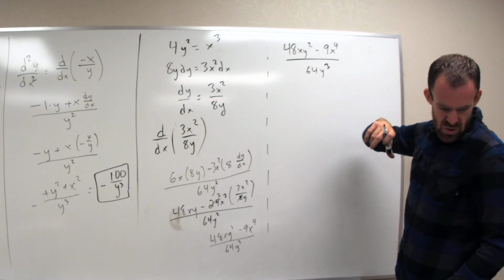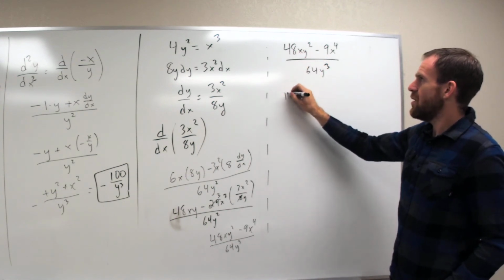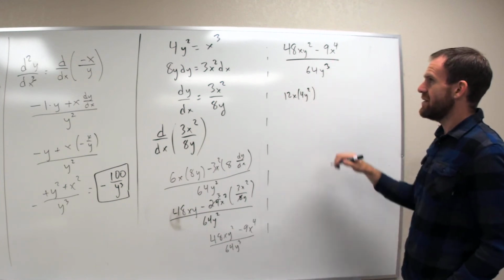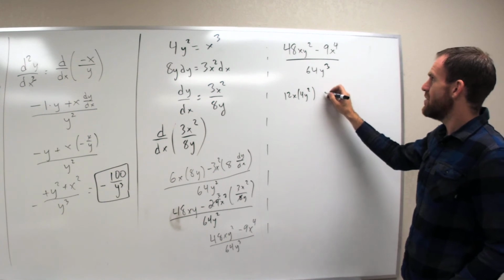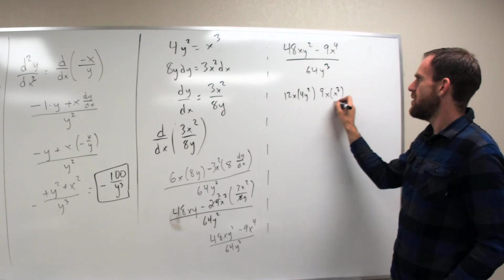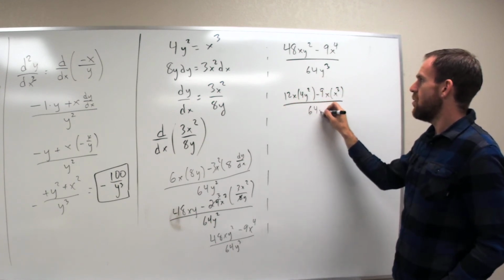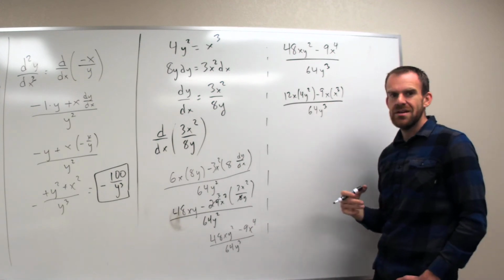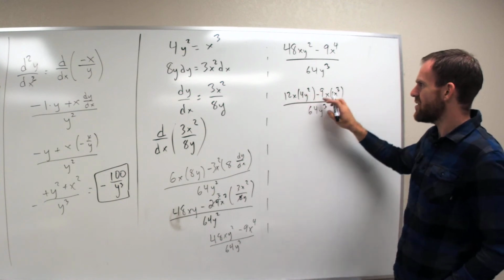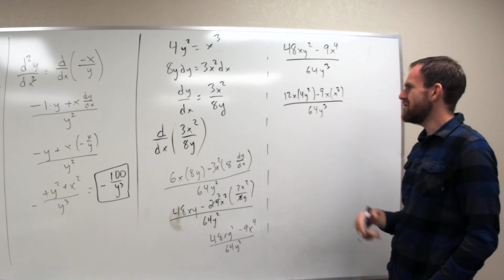Is that what they did? Yes, they did. So this is 12x times 4y squared. And here we have, let's go with 9x times x cubed over, there's a minus sign in there, 64y cubed. What I'm trying to do is get some of these big numbers to cancel. I could also factor out of the top. It looks like these have 3 in common, but 3 doesn't go into 64 anyway.